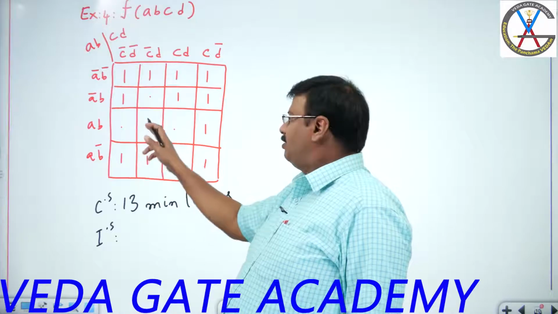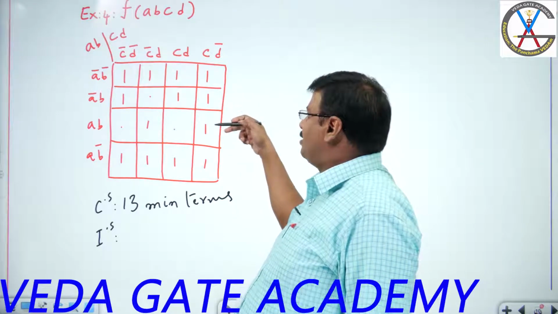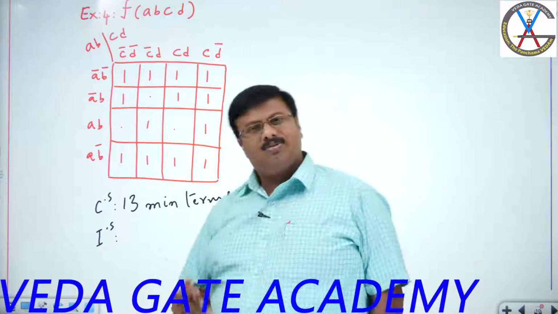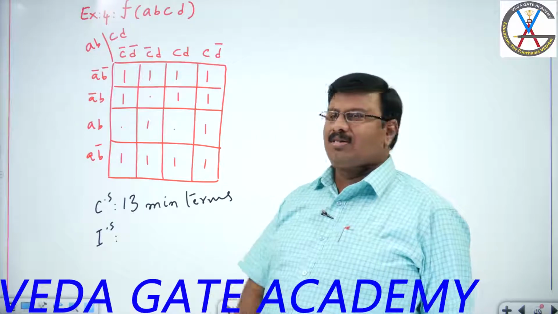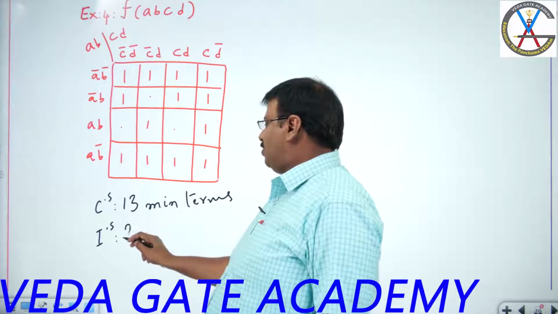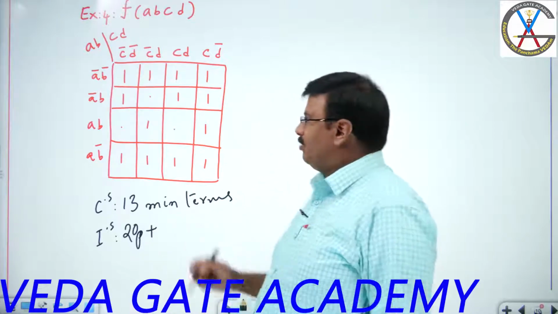Vertically 1, up and down 2. Top and bottom 3, 4. Top and bottom 5, 6, 7, 8, 9. Top and bottom 10. So vertically also 10. So horizontally 10 pairs, vertically also 10 pairs. Totally how many pairs we got? 20 pairs. Plus, can you count the quads?